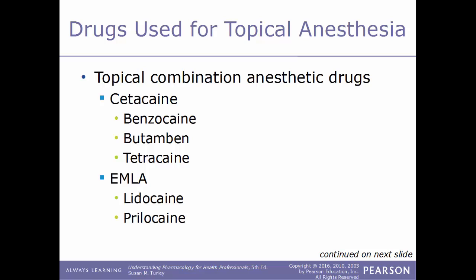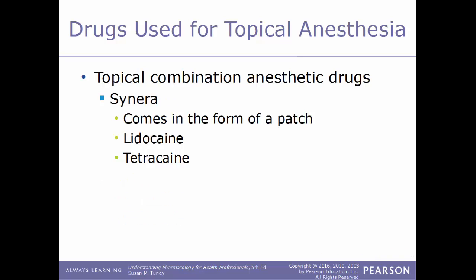Some examples of these combination drugs would include Cetacaine, which is a combination of benzocaine, butamben, and tetracaine, and also EMLA, which is a combination of lidocaine and prilocaine, and Synera, which comes in the form of a patch, and this is a combination of lidocaine and tetracaine.